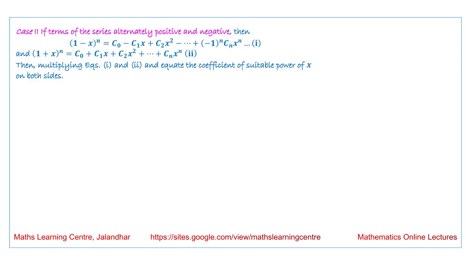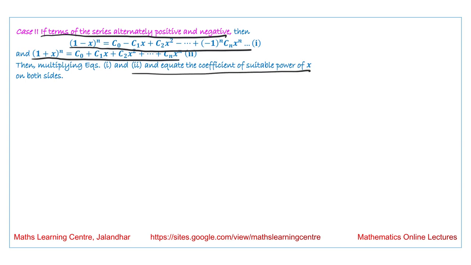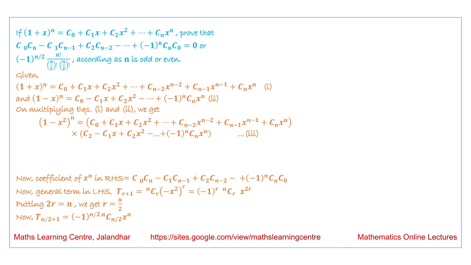Next, if the terms of the series are alternately positive and negative, then we write the term (1 minus x) raised to the power n. We write (1 plus x) raised to the power n. We multiply those terms and equate the suitable powers. So the problem is in this form. (1 plus x) raised to the power n is equal to this, it is given. We have to prove that this value is equal to 0 or this value, accordingly as n is even or odd.